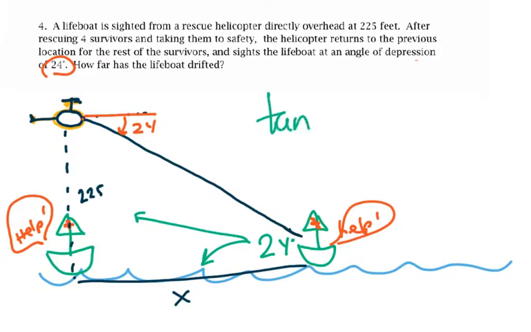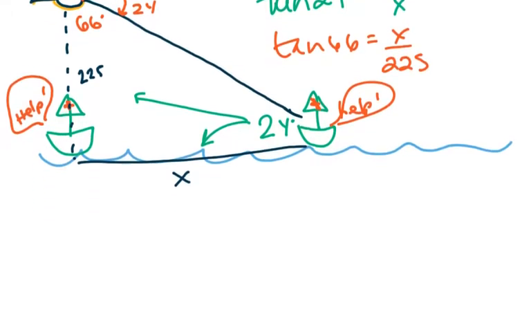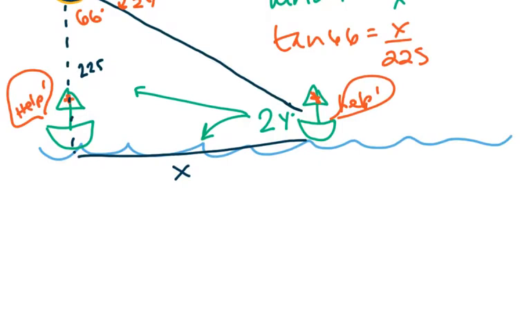So I'm going to say tangent 24 is equal to opposite over adjacent. Now another option for that is, because this is 90 degrees right here, if that one is 24 degrees, this would be 66 degrees. And so I could say tangent 66 is equal to x over 225. Both of those equations will work. One of them will be a little bit faster. And so when you find out what x is, that's how far the lifeboat has drifted. And you get 505.36 feet approximately.